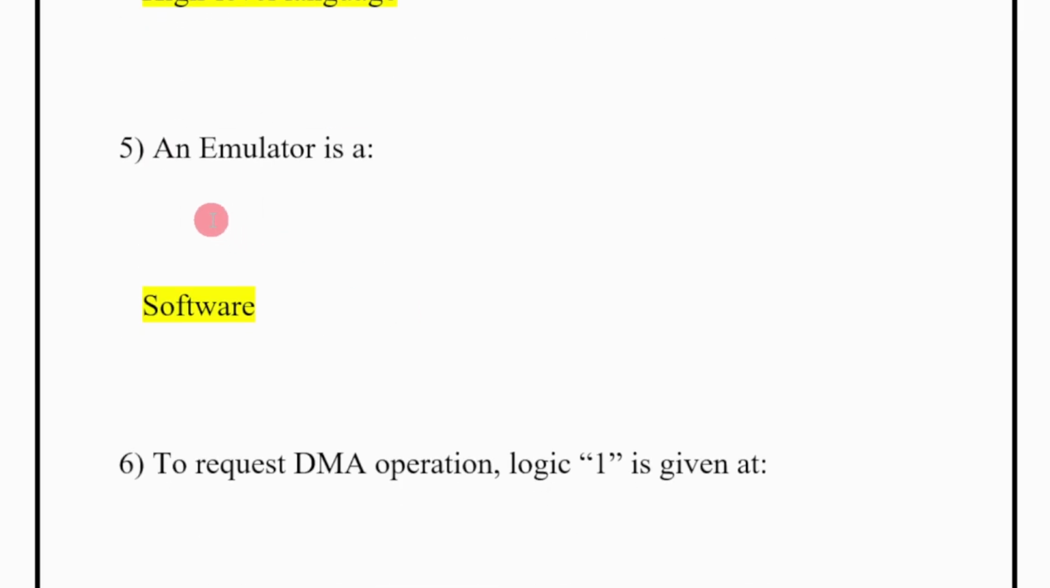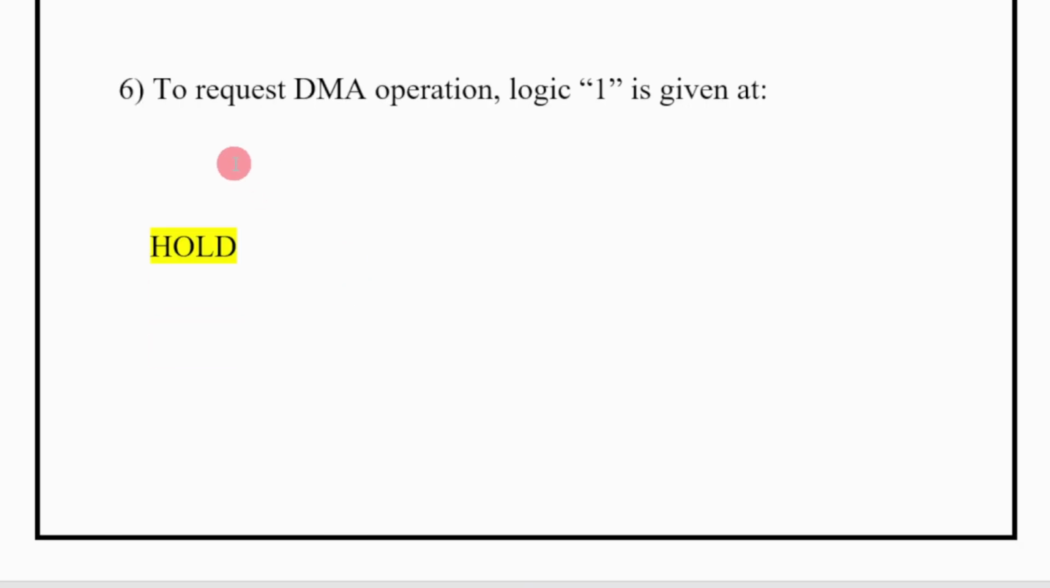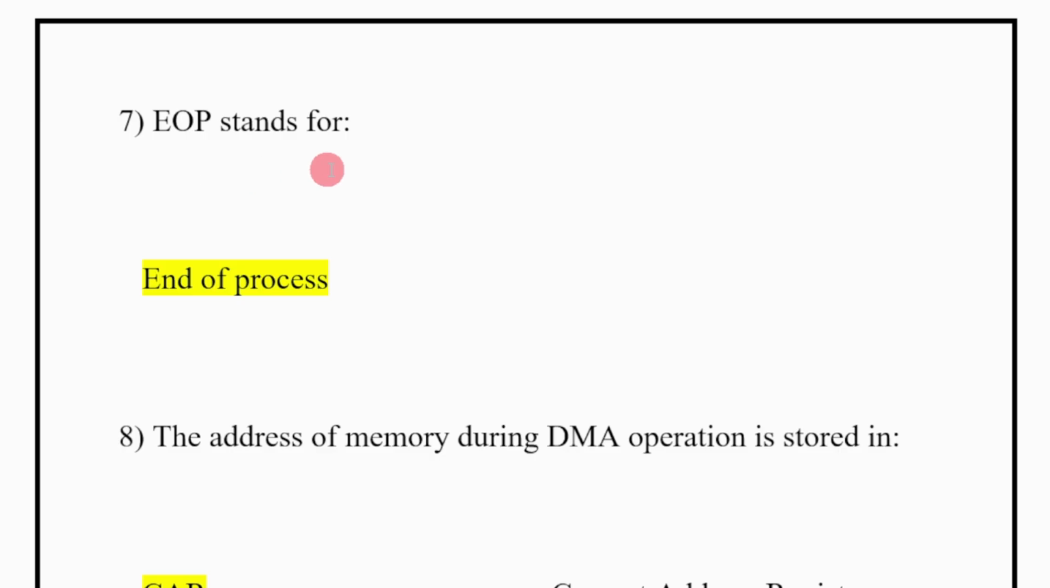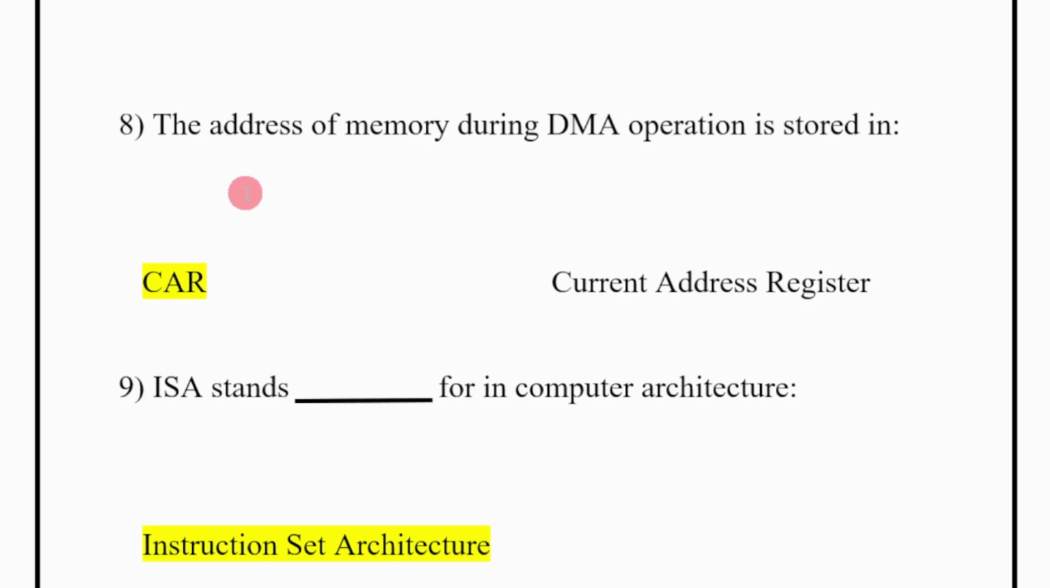Next, an emulator is a software. Next, to request DMA operation, logic 1 is given at hold. Next, EOP stands for end of process. Next, the address of memory during DMA operation is stored in current address register.